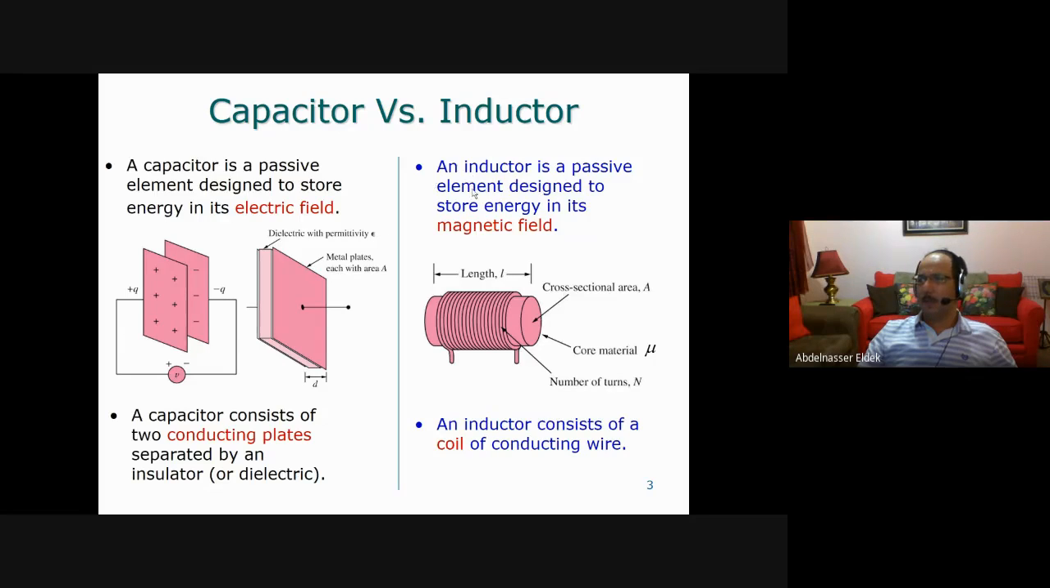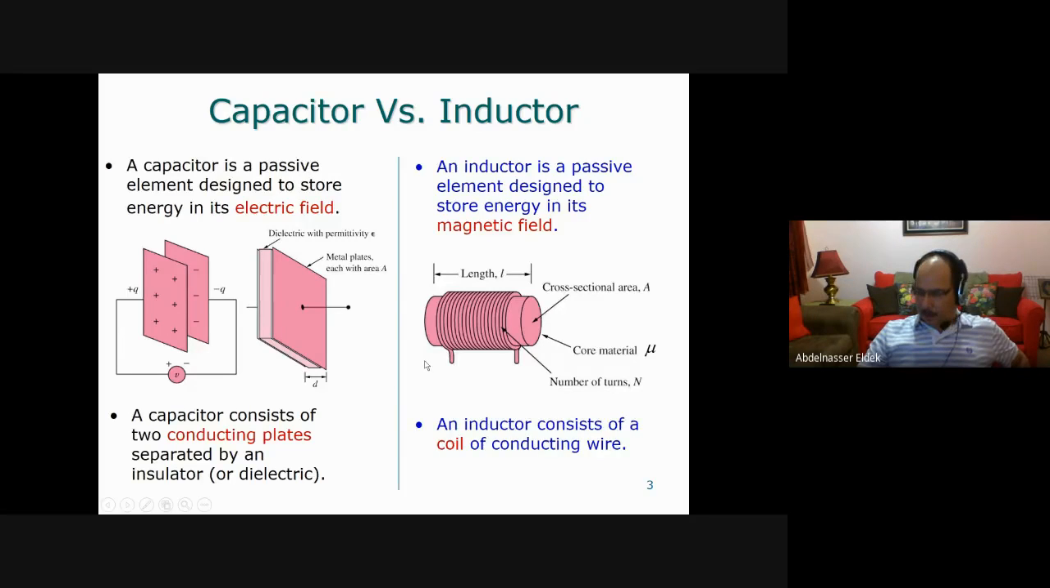And the inductor is a passive element that stores energy in terms of magnetic field, and usually it is a coil like this. You see, it is a coil. You can calculate the inductance using the number of turns, and the material inside. We call it here permeability, mu, and the length of the coil, and so on. Okay.